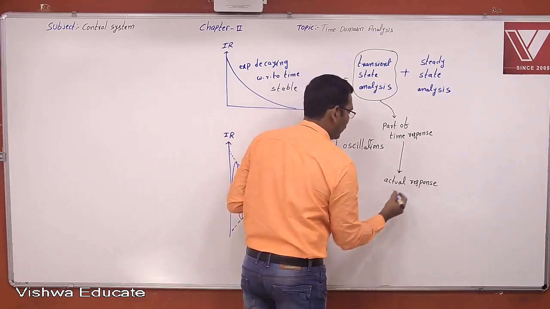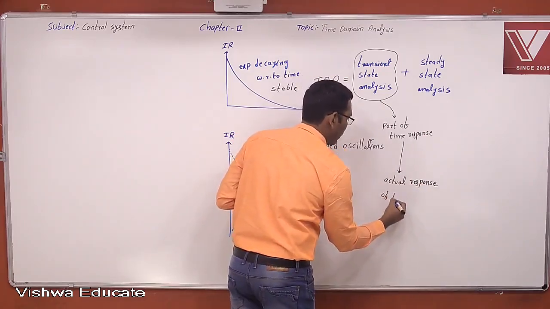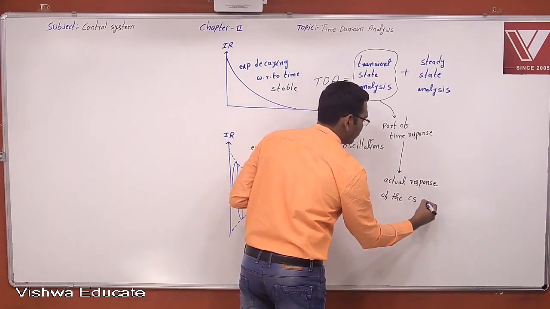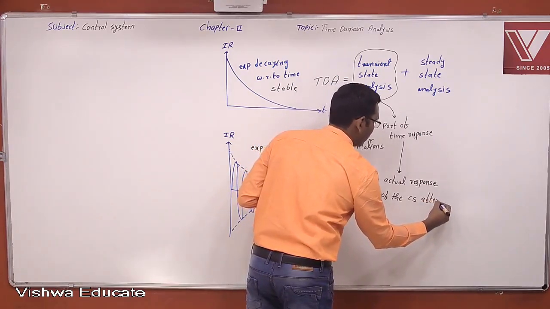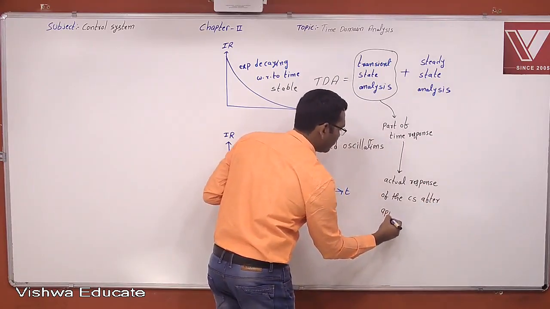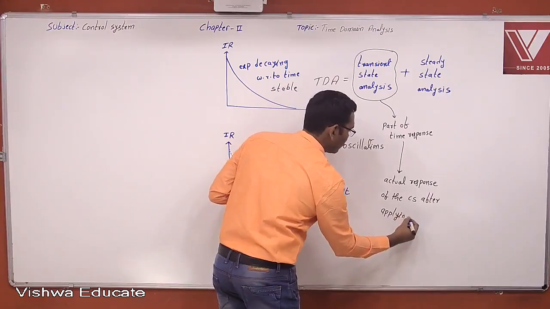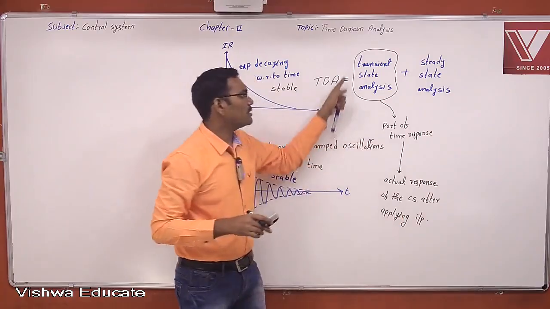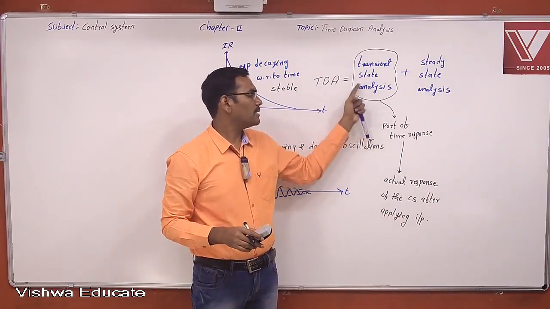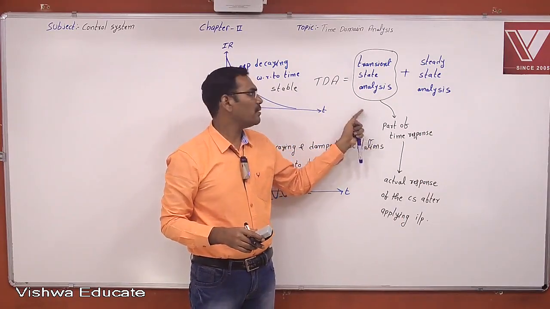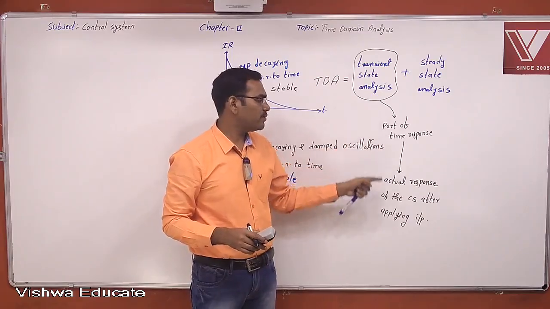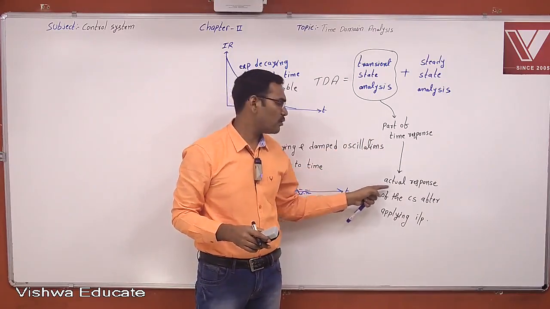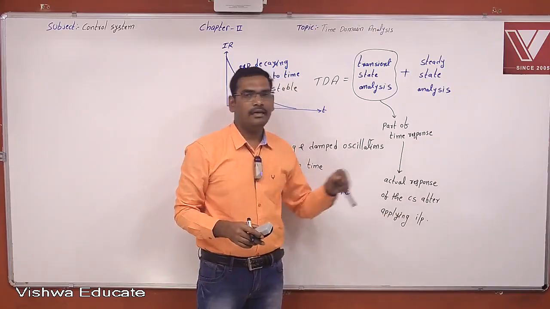The actual response of the system after applying inputs. Now what is the transient state analysis? The transient state analysis is a part of the time response which deals with the actual response of the control system after applying the input.